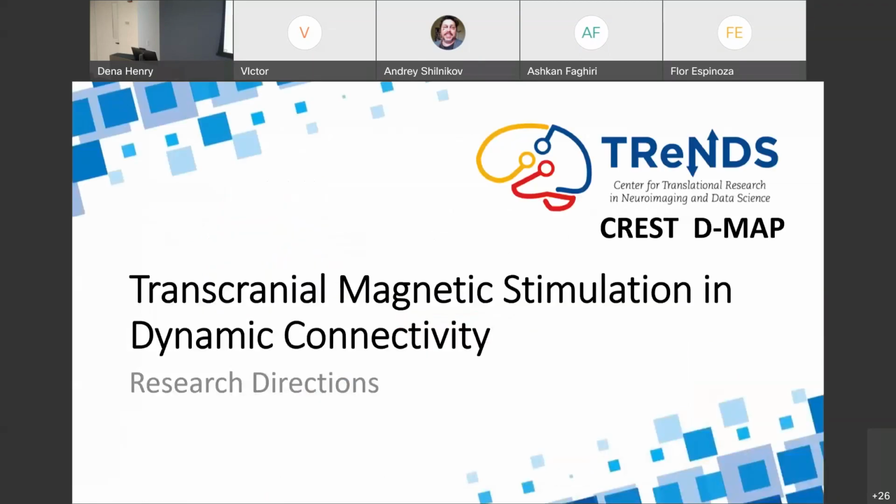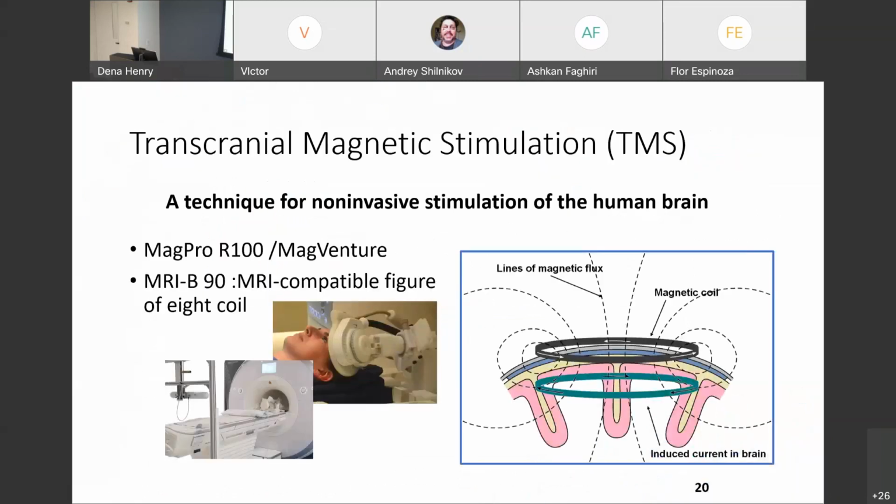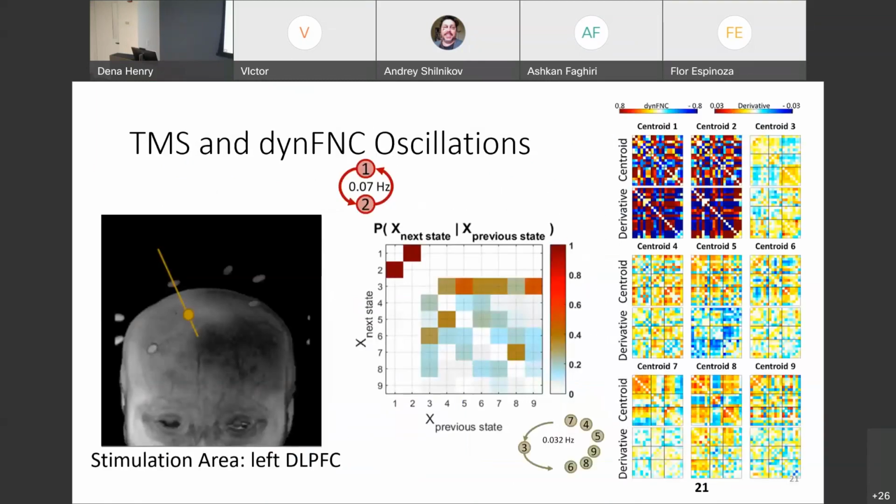The next one I would like to talk about is transcranial magnetic stimulation. And as you may know, transcranial magnetic stimulation is a way of non-invasively stimulating the human brain. So in dynamic connectivity, we found out that there might be a response on dynamic connectivity when we stimulate the brain. The oscillations we were explaining in the previous slides were found to be related to the stimulation in the dorsolateral prefrontal cortex in the figure.